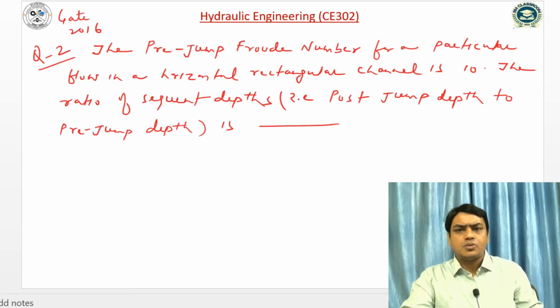Let us take another problem. This question was asked in GATE 2016. The pre-jump Froude number for a particular flow in a rectangular channel is 10.